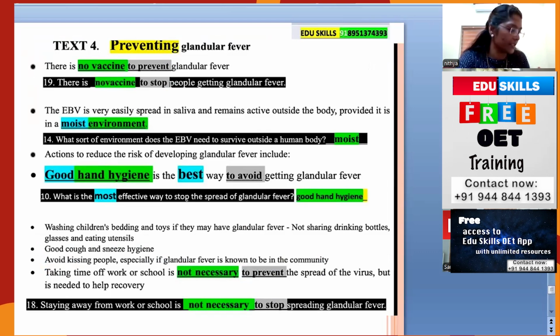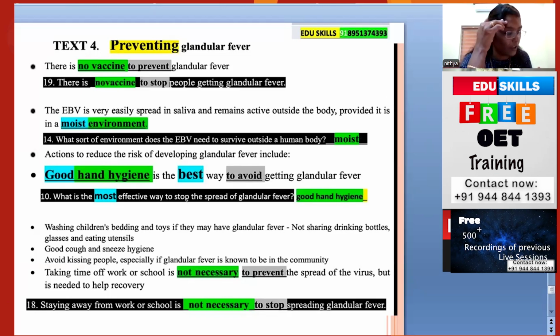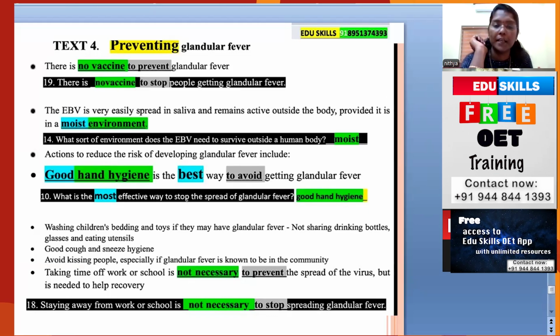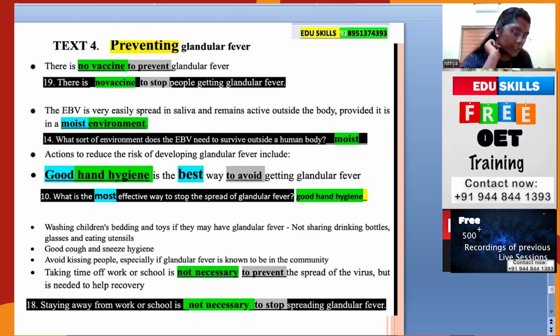Then the next question, question number 10. What is the most effective way to stop the spreading of glandular fever? The most effective, or the synonymous expression is the best way. Then what is the best way? Good hand hygiene. So you have to write good hand hygiene. Then 14. What sort of environment does the EBV need to survive outside a human body? What sort of? We have already moist. The adjective of the environment is moist. So the answer is moist.